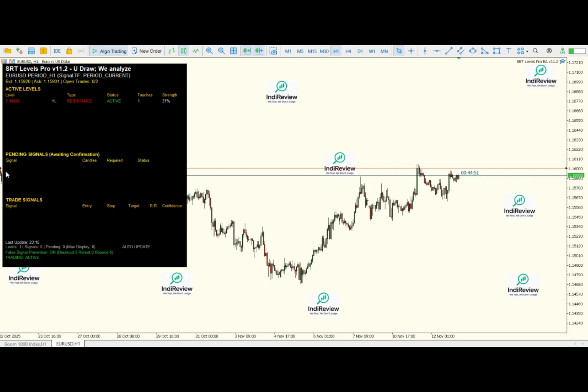Usually the signal will come here and wait. After it has been confirmed, then the signal will move into the trade signals. That's when you get an alert on the screen.